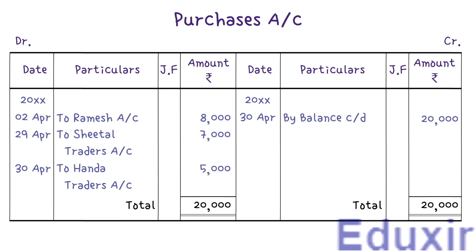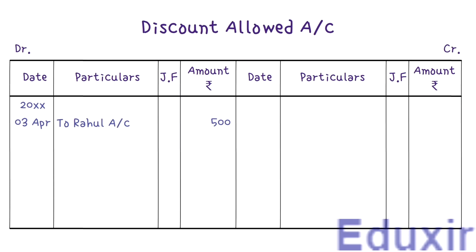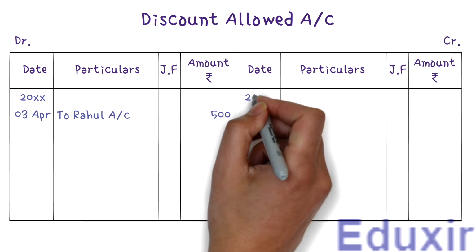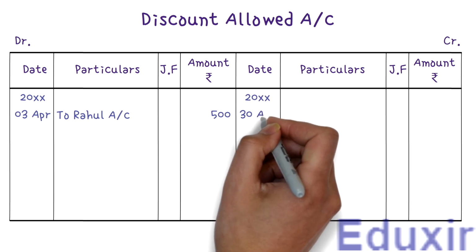So now purchases account is balanced. Let us now take up the discount allowed account. As there are no entries on the credit side, the entire debit balance of 500 rupees need to be carried down. As this is the first entry on the credit side, let us first write the year and then let us write the date as the last day of the month.